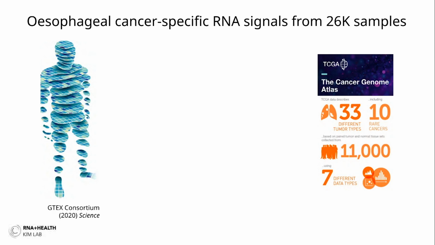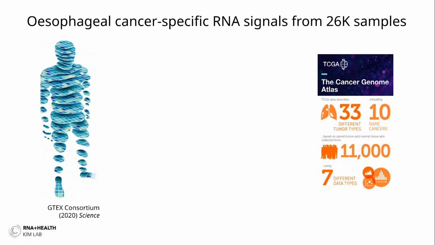So what we did was we looked at all of the RNA sequencing data that's available, for example, in the Cancer Genome Atlas. This is an effort that the US NIH has funded, where they've looked at over 33 different types of cancers across over 11,000 different patients.